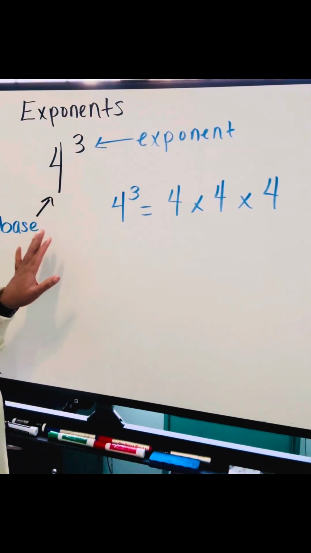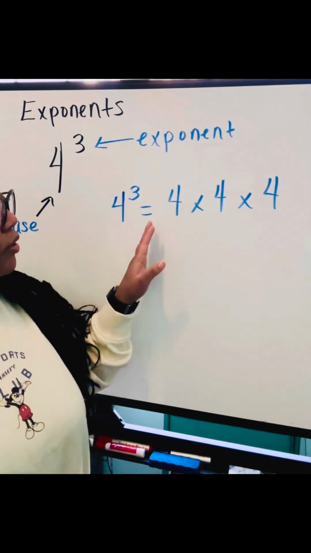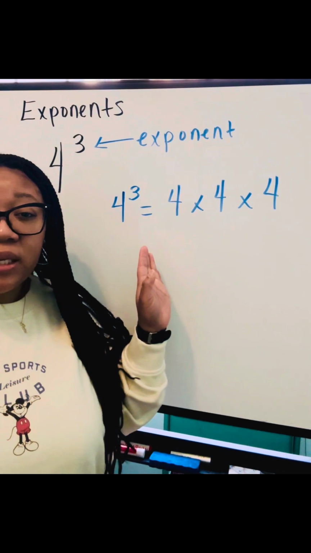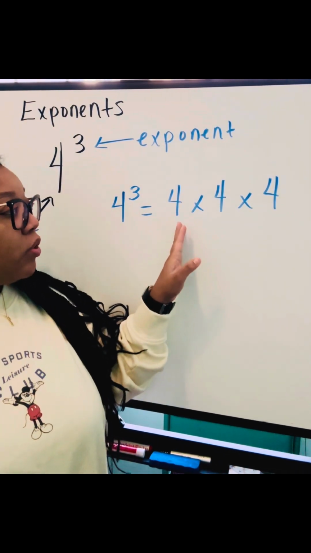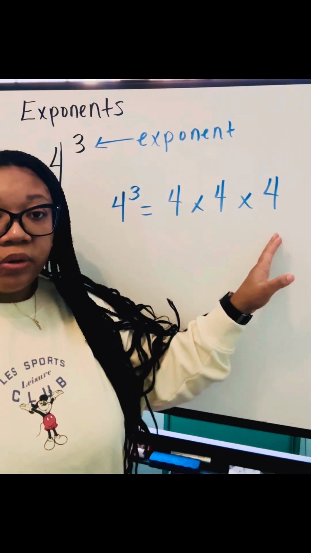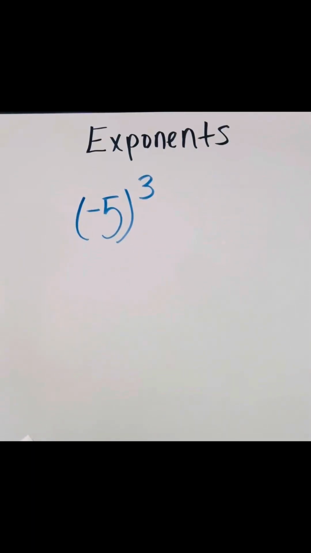In its expanded form, 4 raised to the third power, or we can also say this as 4 cubed, is written as 4 times 4 times 4. When a number is raised to the third power, it is said to be cubed.